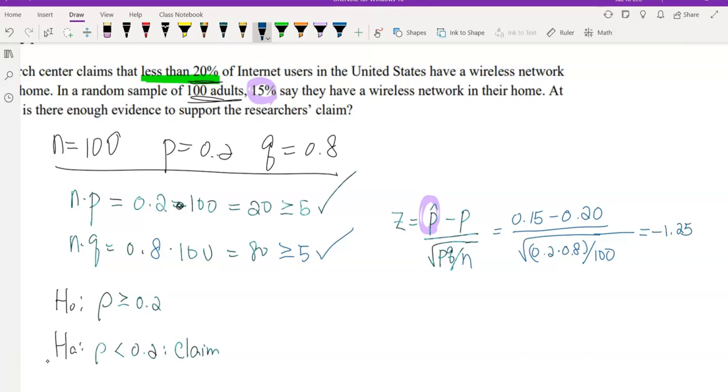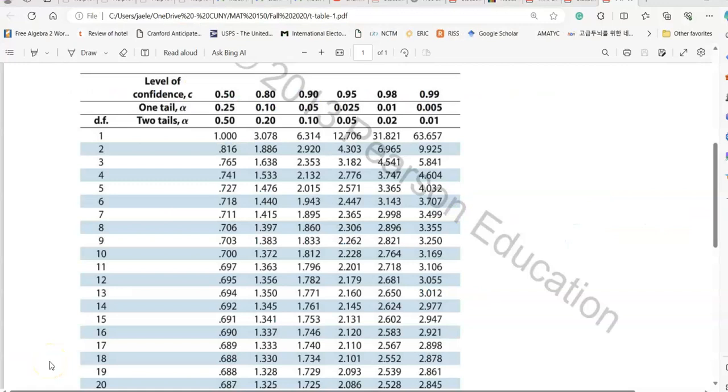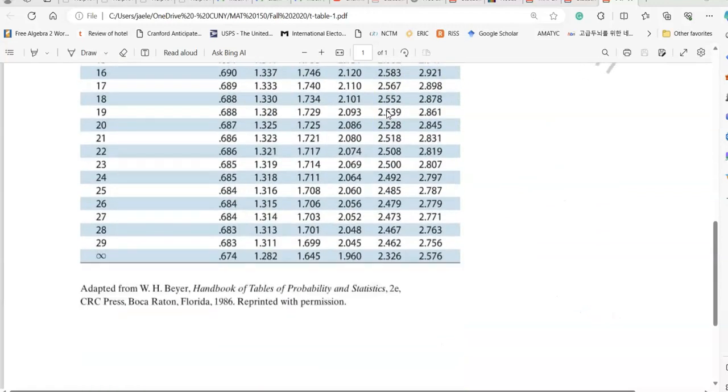Now because we are using the z-test, we need to find the corresponding z-score based on this alpha. We know alpha equals 0.01, and this is a one-tail test. Therefore we are using the t-table. From here, one-tail alpha 0.01. The sample size is bigger than 30, so we just go down to the end, then we get about 2.326 here, right? 2.326.